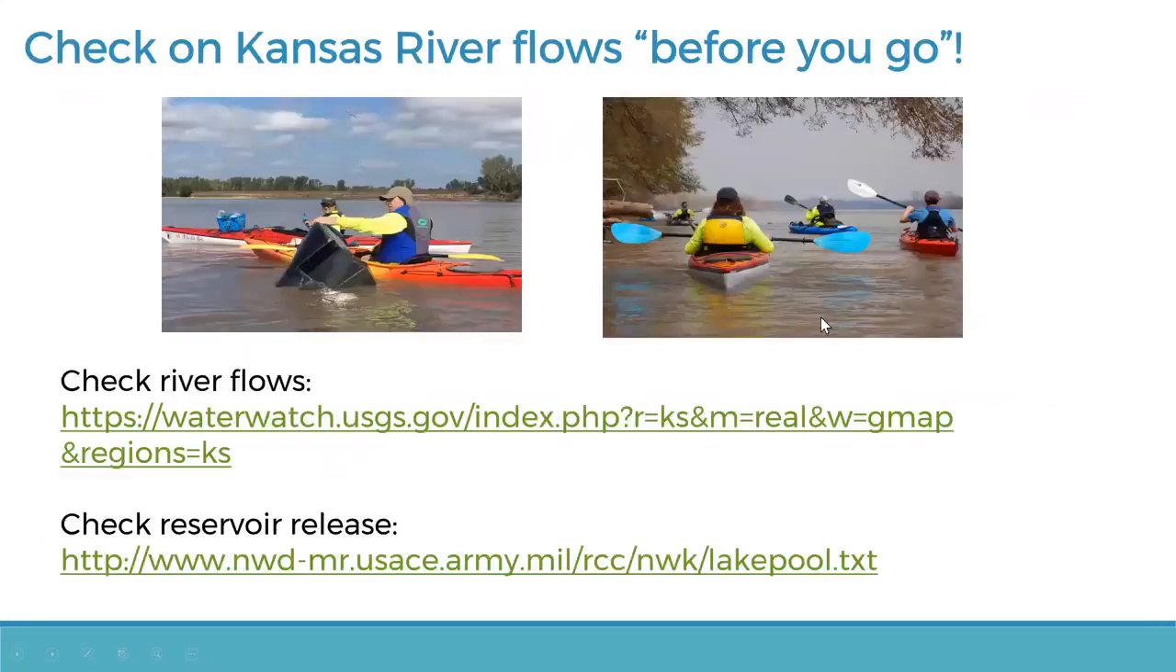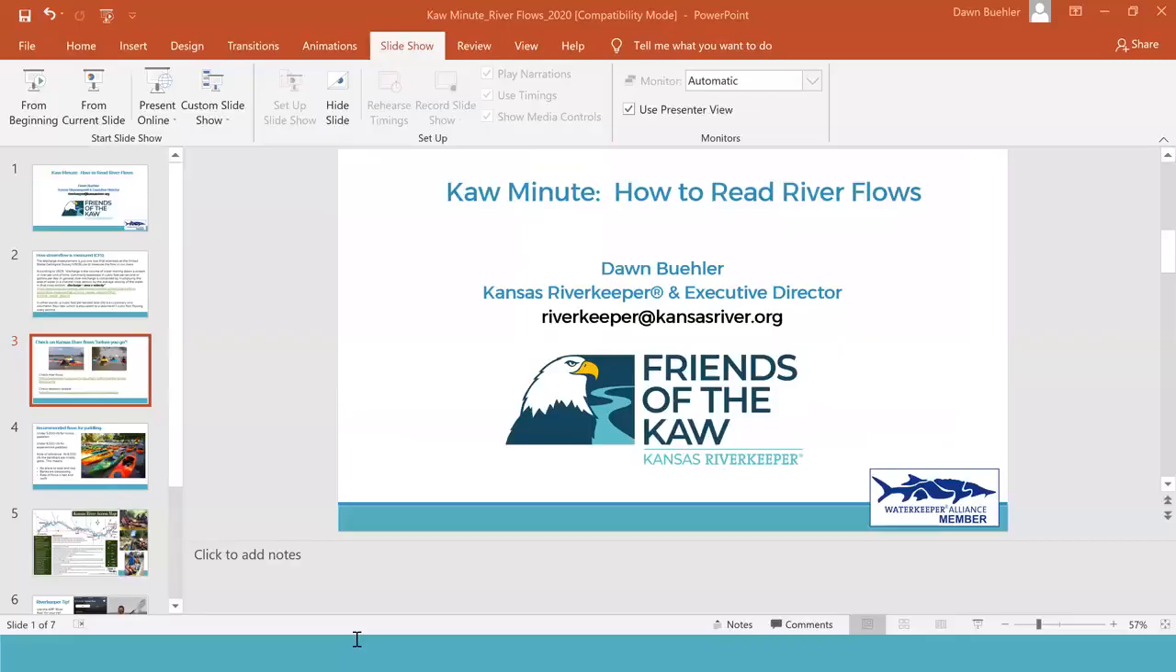So how do you check the flows on the Kansas River before you go? We have two links for you, and both of these links are kept on our website, which we'll talk about in a minute. The first one is to check the river flows of the Kansas River through the USGS website. They have gauging stations all up and down the river. And then we're going to check the reservoir releases. So let's skip over to those pages.